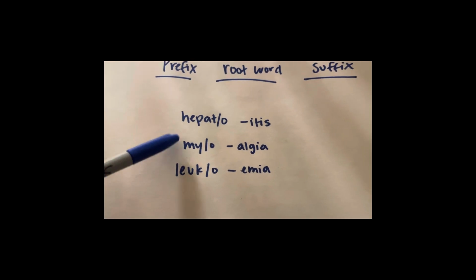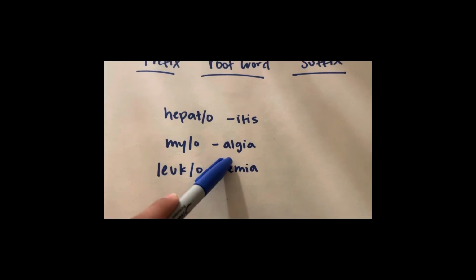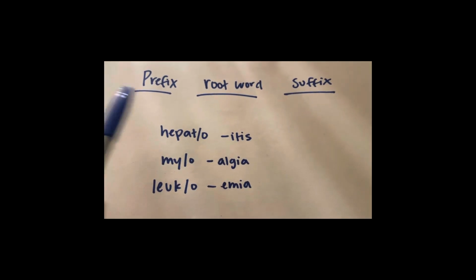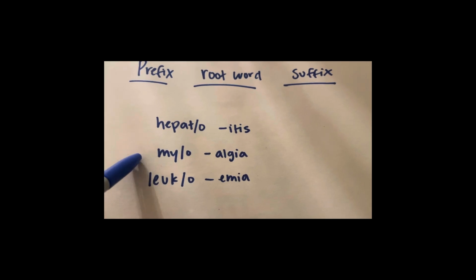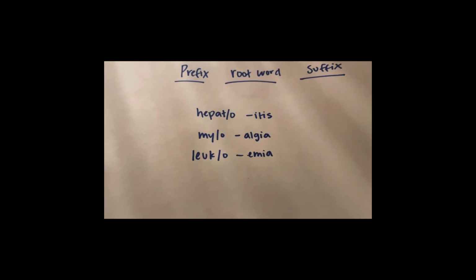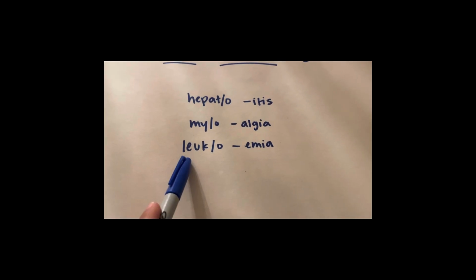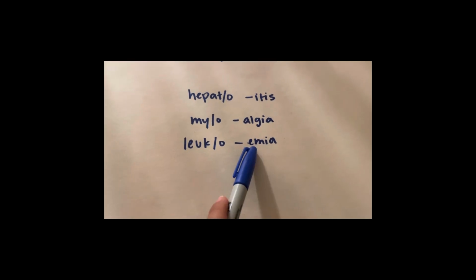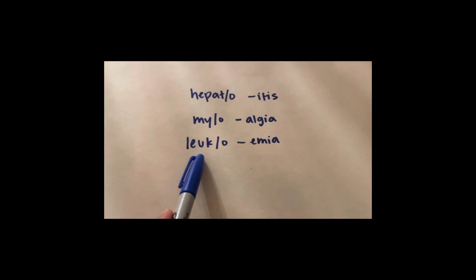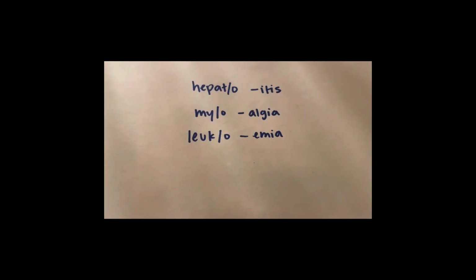So for the next word, we have myo and algia, and following the first 2 rules, we drop the O to make this word myalgia. And reading from back to front, algia means pain and myo means muscle, so this word means pain of the muscle. So for the last word, we have leuke and emia, and this word becomes leukemia. And by reading it back to front, we know that this word means blood and this word means white, so this means cancer of the white blood cells.